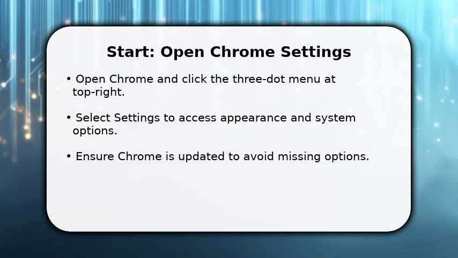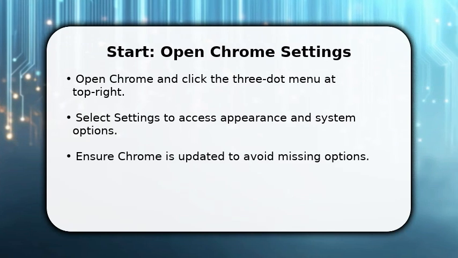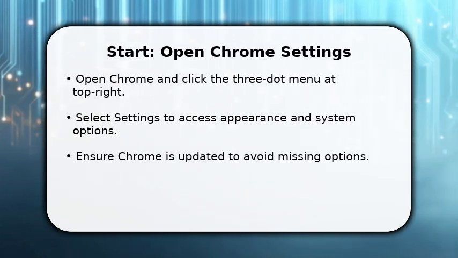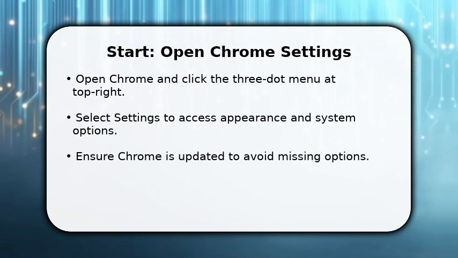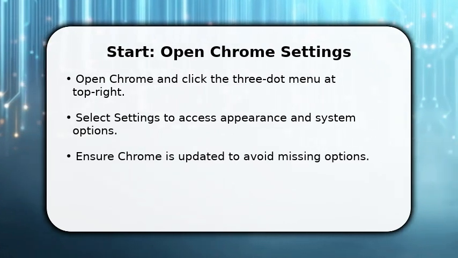You'll begin inside Chrome settings because the dark theme toggle lives there. Click the three-dot menu at the top right, then choose Settings. This opens the control panel.